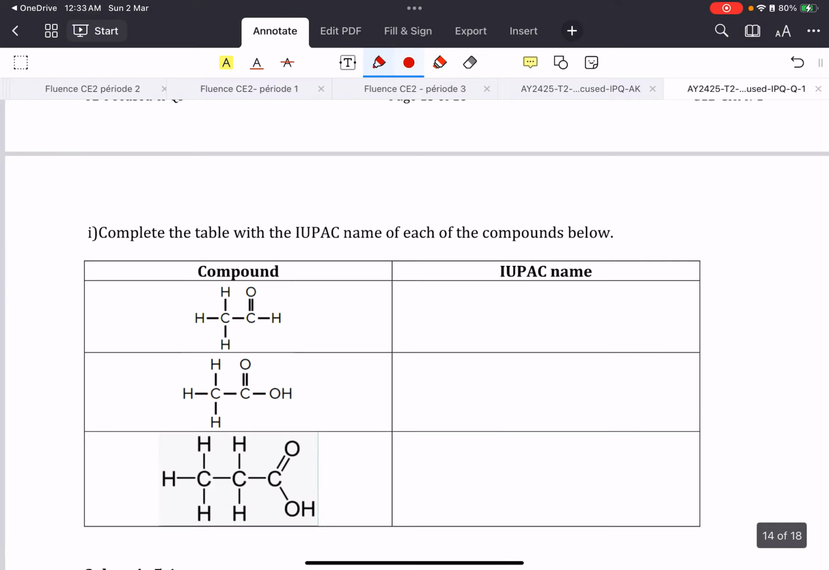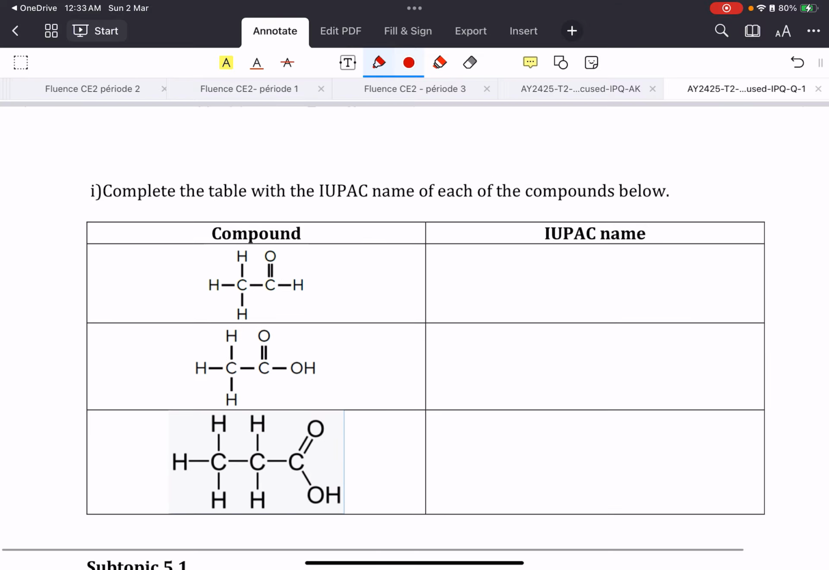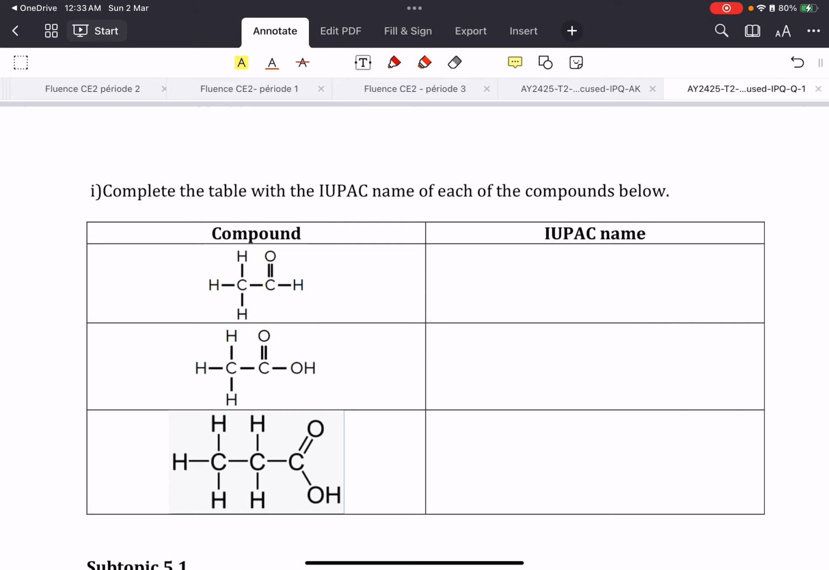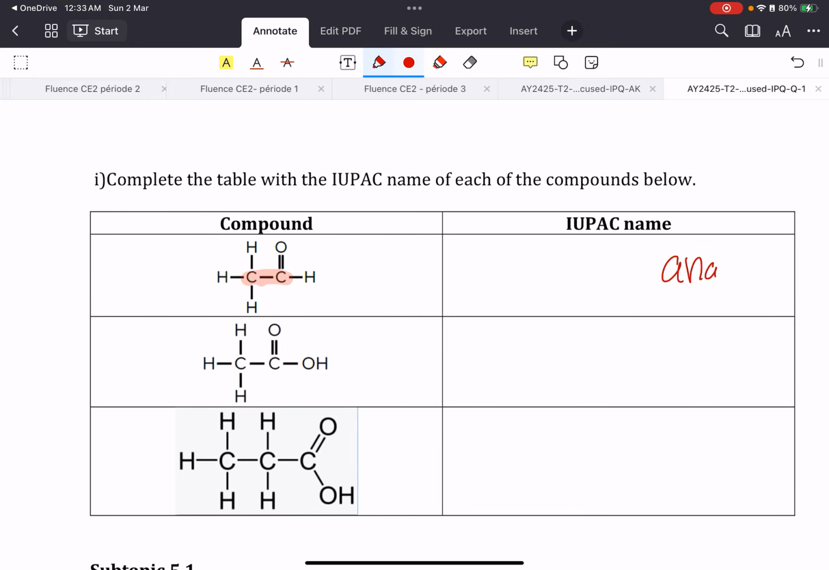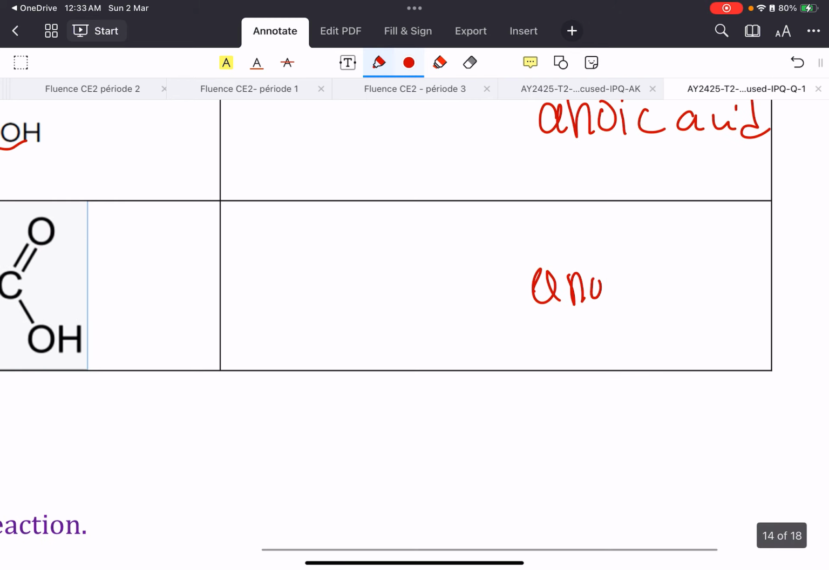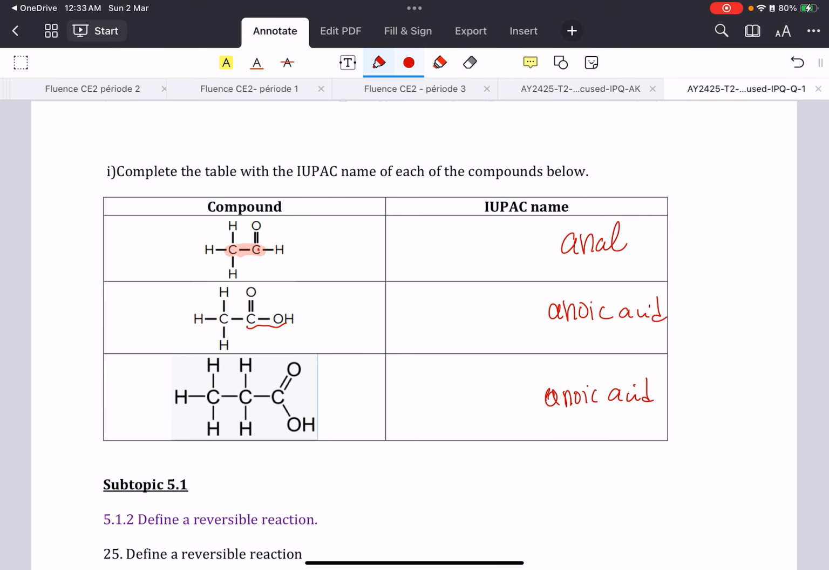Next, complete the table with the IUPAC name of the compounds below. So be careful with the termination. This is an aldehyde. The name must end with -anal. This is a carboxylic acid. The name must end with -anoic acid. Also this one, -anoic acid. Now let's name the main chain. I have a 2 carbon main chain. It's an ethanal. I also have 2 carbons, ethanoic acid, and here I have 3 carbons, propanoic acid.